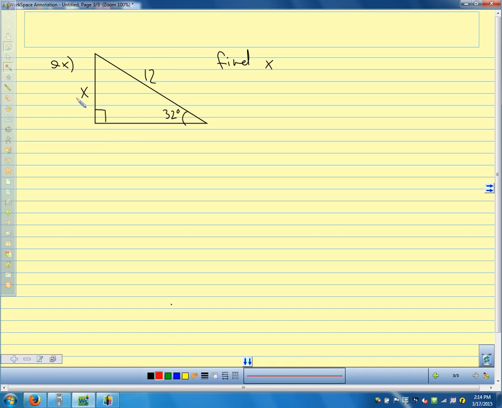Is x opposite, adjacent, or hypotenuse for this angle? Opposite. So it's across the triangle, it's opposite. 12, the adjacent or the hypotenuse? Hypotenuse. The hypotenuse is always across from the 90 degree angle. So we've labeled our triangle. What trig ratio do we use with the opposite and the hypotenuse? Looking at SOHCAHTOA.